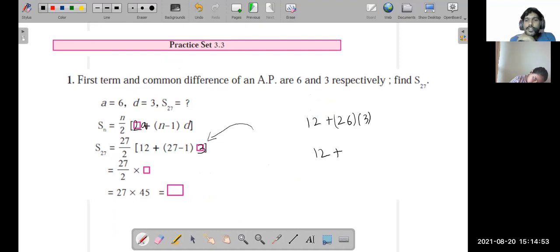Next, you have to just simplify this: 12 plus 26 into 3. So 26 into 3 will be 78. And 12 plus 78 is 90. Correct? Wait, I'm still writing.